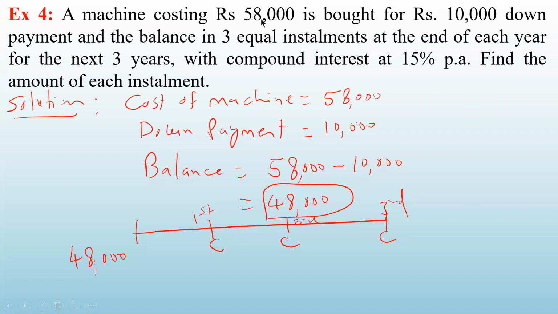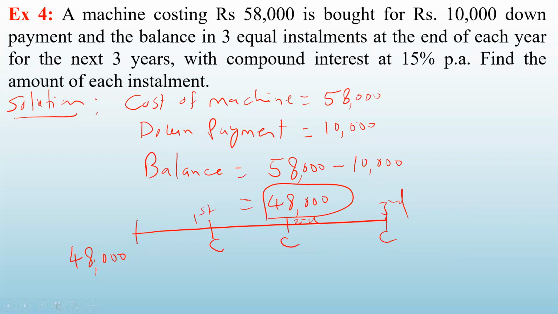Machine costing rupees 58,000 is bought for rupees 10,000 down payment. So cost of machine is 58,000. Down payment is made 10,000. And the balance, how much is the balance? 58 minus 10, 48,000. This balance, how is he paying? Is paid in 3 equal installments. So that means this 48,000, which is the present value, it is not paid today. It is paid in the installment. You have to find out what is that installment.